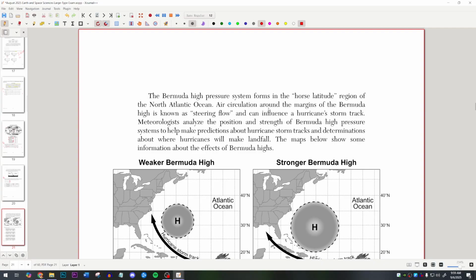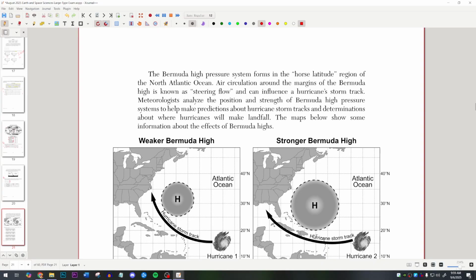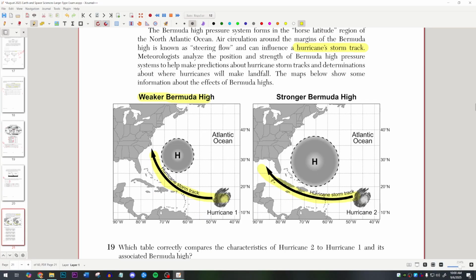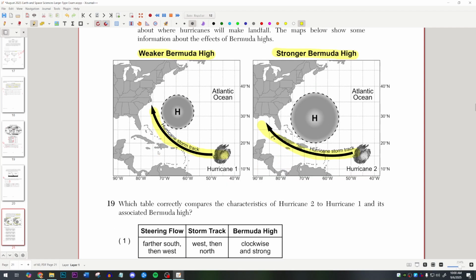The Bermuda high pressure system forms in the horse latitude region of the North Atlantic Ocean. Air circulation around the margins of the Bermuda High is known as a steering flow and can influence a hurricane storm track. So we're just moving the hurricane, right? Up this way. Sometimes there, sometimes there. Meteorologists analyze the position and strength of the high pressure system to make predictions about the storm track and determine where the hurricane will make landfall. The map shows some information about this. So this is the weaker Bermuda High and a stronger Bermuda High. So the high pressure, if it's stronger here, the hurricane's going to track more south and hit like Louisiana. If it's more north, it's going to hit like North Carolina.